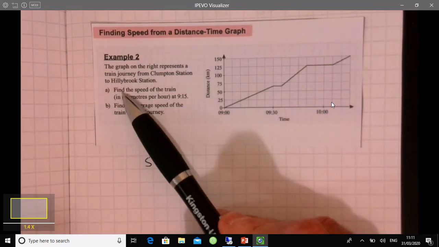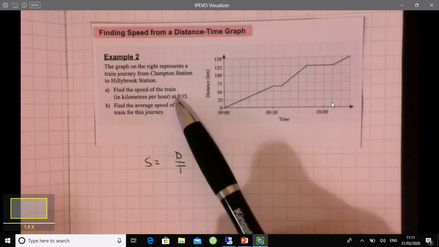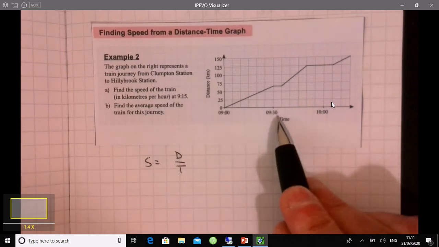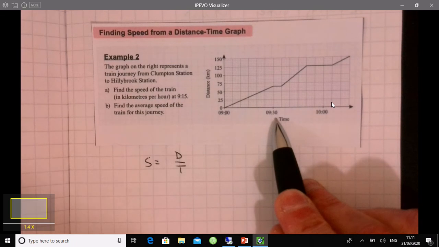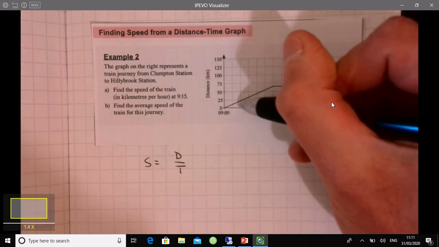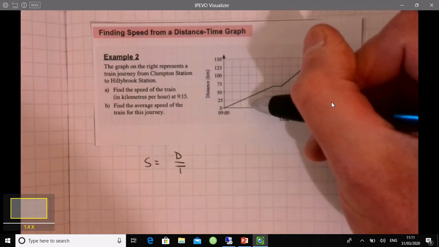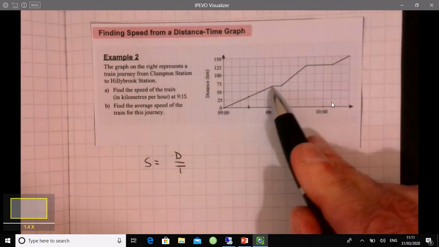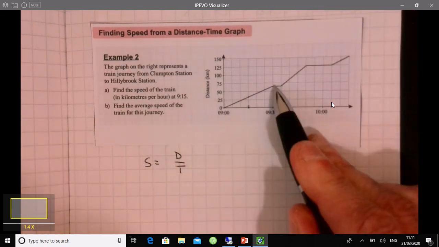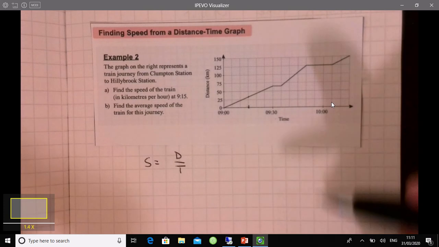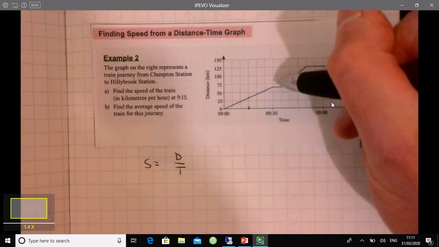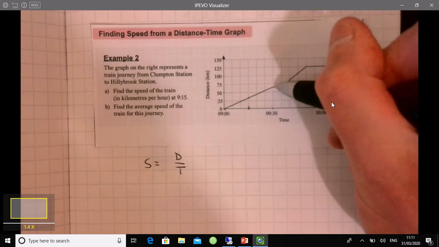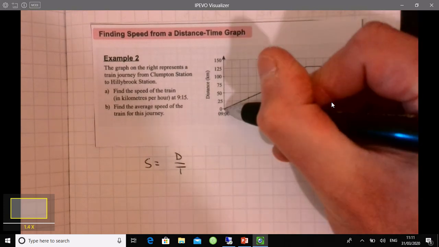So let's have a look. It says find the speed of the train in kilometers per hour at 9:15. So here's 9 o'clock. Here's 9:30. So 9:15 is obviously slap bang in the middle. 1, 2, 3. 1, 2, 3. But during this period of the journey, it's constant. So it's a little bit difficult to read this off exactly, but I'm going to read this whole section. I'm going to think of this as a nice big triangle here.